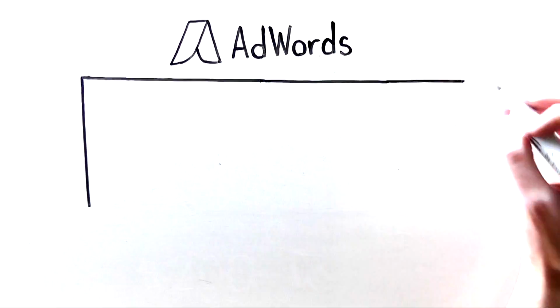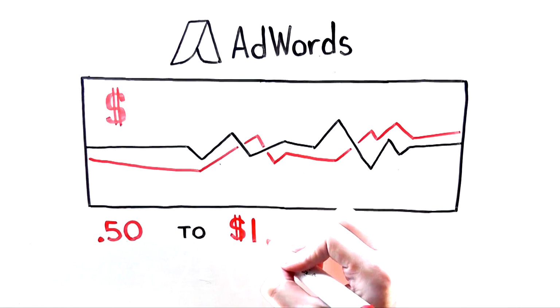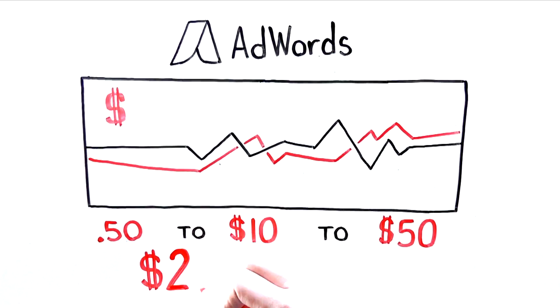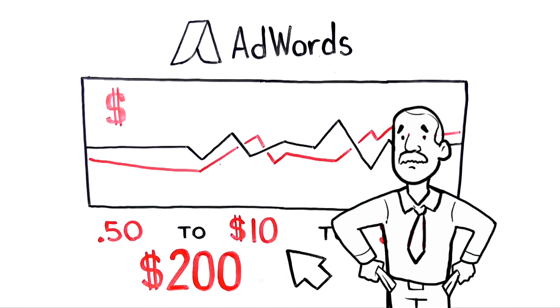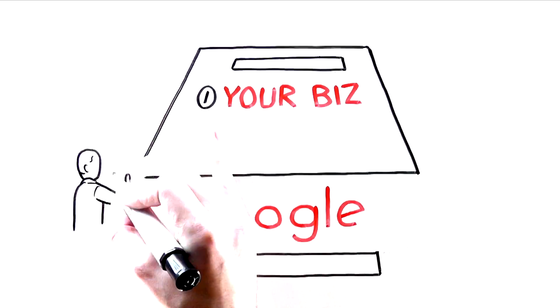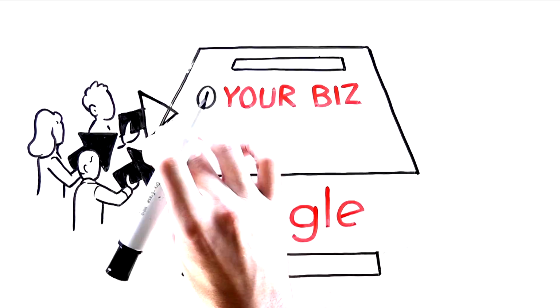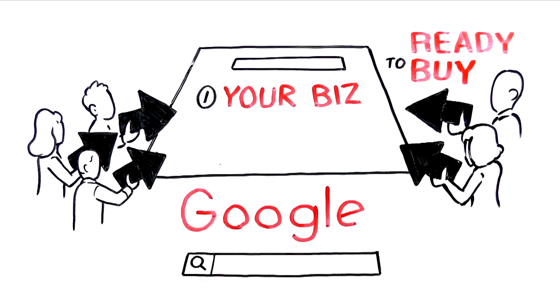Then there's paid traffic through Google AdWords. Whoa, now that's expensive. You can easily pay anywhere from 50 cents to $10 to $50 to a couple of $100 per click with not much to show for it. Only with the organic search results in Google, which you get with SEO, have your prospects actively searching for your product or service. They're primed and ready to buy.